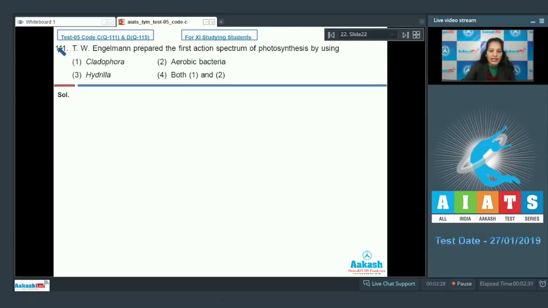Question number 111. T.W. Engelmann prepared the first action spectrum of photosynthesis by using first option Cladophora, second aerobic bacteria, third Hydrilla, fourth both 1 and 2. Cladophora is a green alga. T.W. Engelmann used this green alga and some aerobic bacteria to discover the first action spectrum of photosynthesis. So yes, Cladophora was used, aerobic bacteria were also used. So the correct option for the given question is option number 4. Let's move on to the next question.